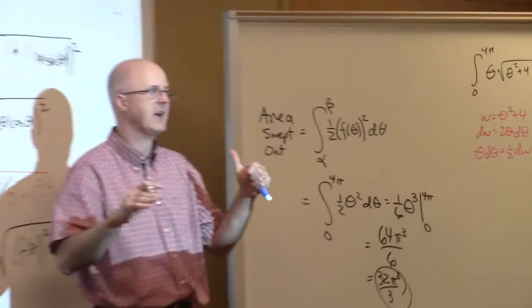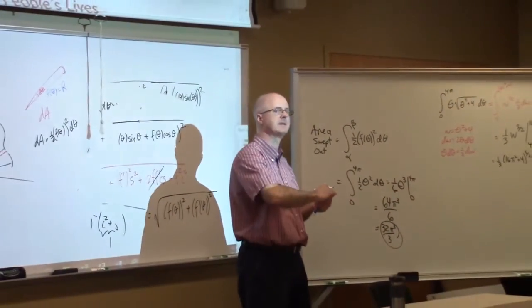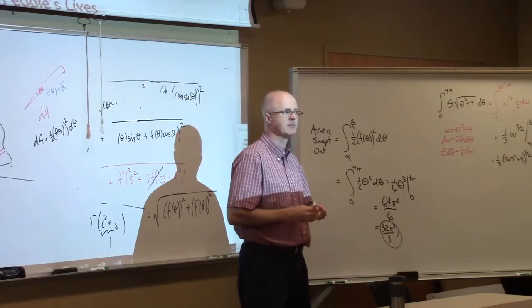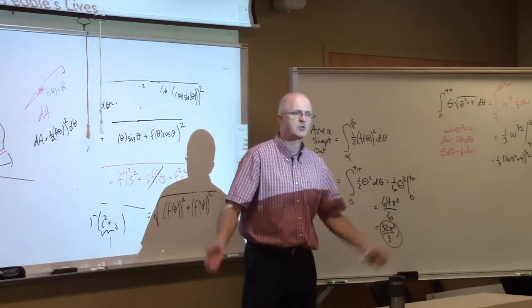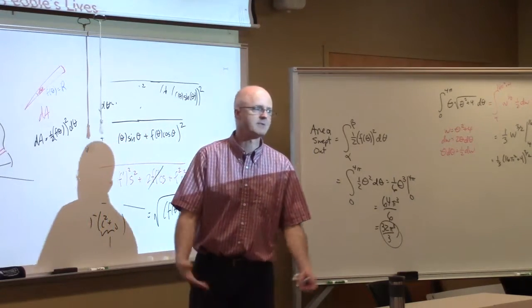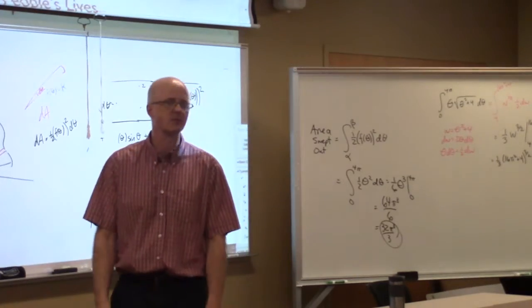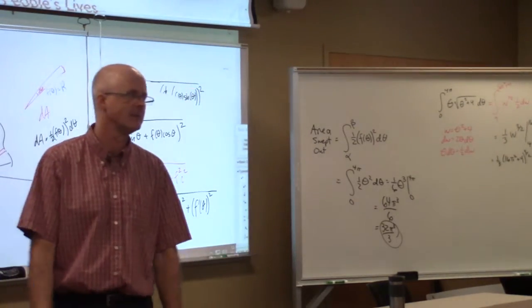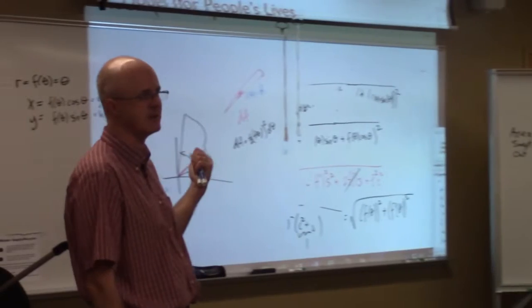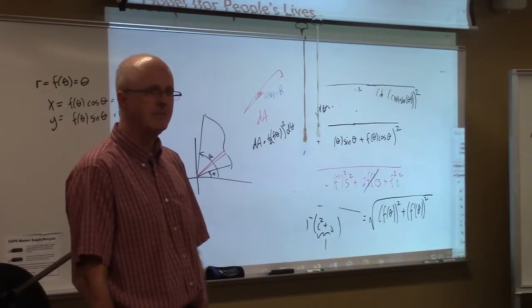Again, this is not an area under a graph. It's an area swept out by a position vector of an object moving along a polar curve, treating the angle as if it were time, which is what we are doing. Actually, you don't have to think of it that way to get the answer here, but that's what we've been imagining.